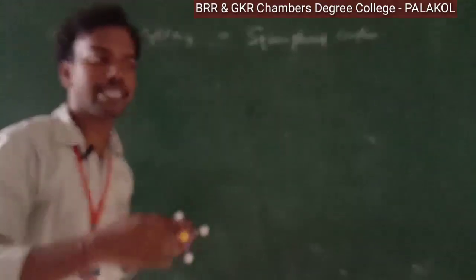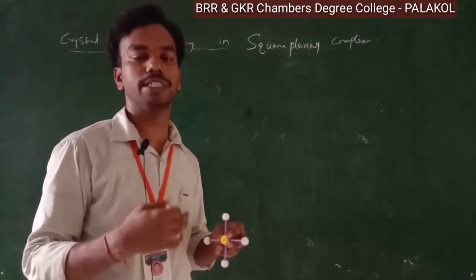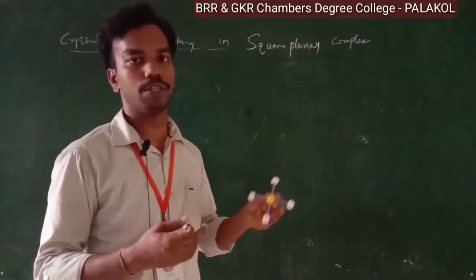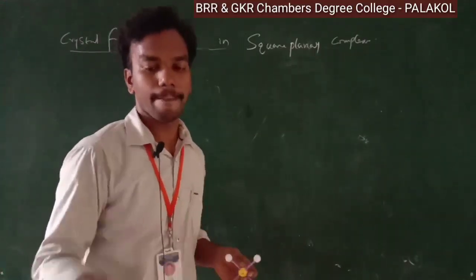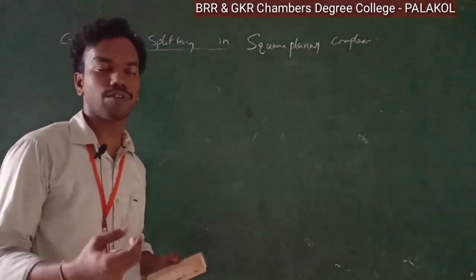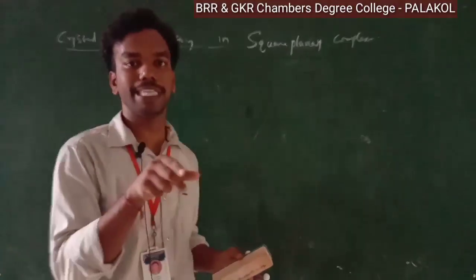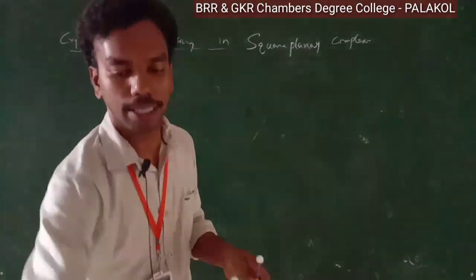So which set of d orbitals has more energy? Which set of d orbitals experiences more repulsions? Absolutely the Eg orbitals. Why Eg orbitals? The Eg orbitals are dx square y square and dz square. These two orbitals have lobes along the axis, which means the electron density is along the axis.